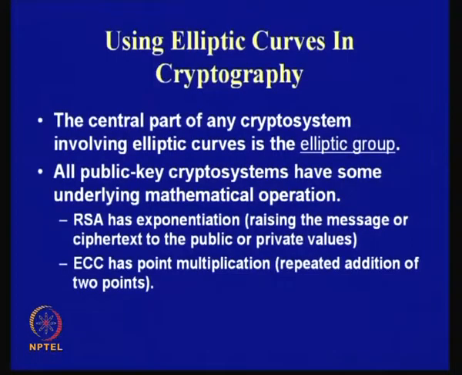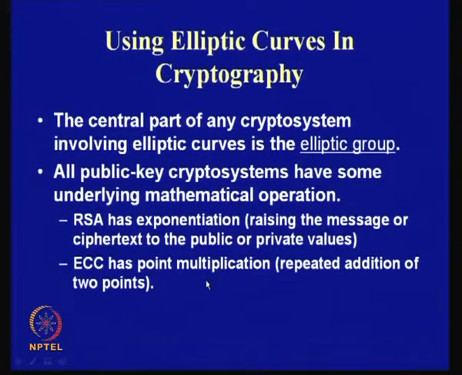So, similarly here also in elliptic curve cryptography, we have something which is similar or analogous to the discrete log problem, and which is called the elliptic curve discrete log problem. This again relies on how we do the point addition and how we do the point doubling. The underlying mathematical operation on which these public key crypto systems based on elliptic curves are based is something which is called point multiplication.